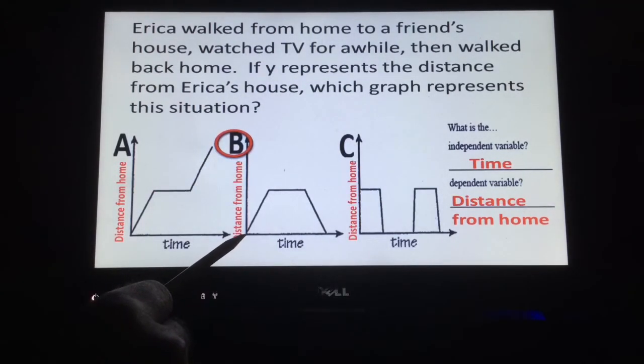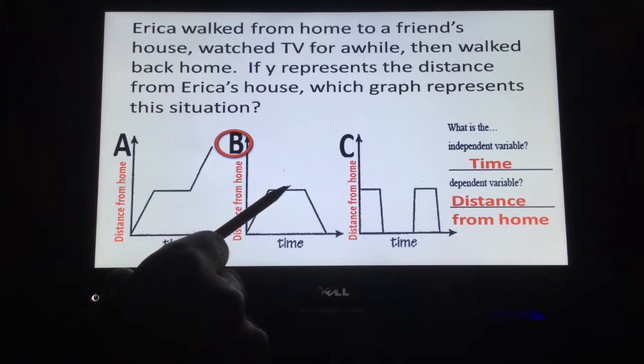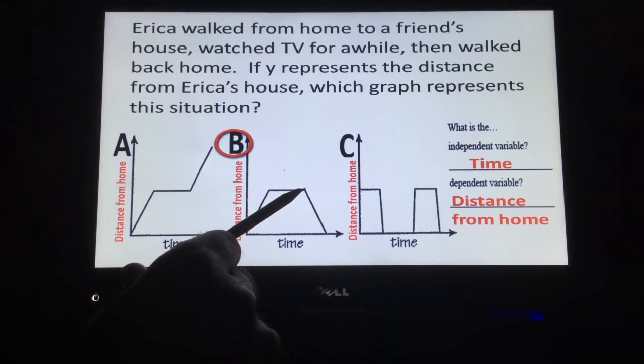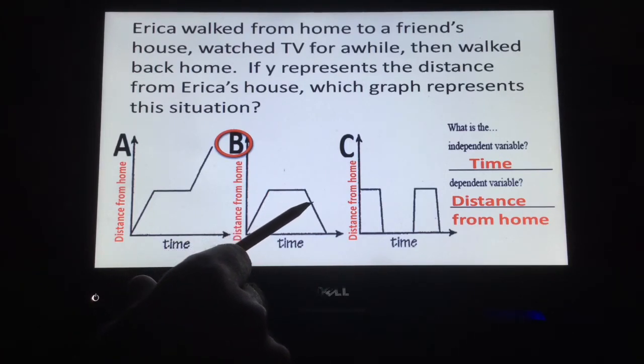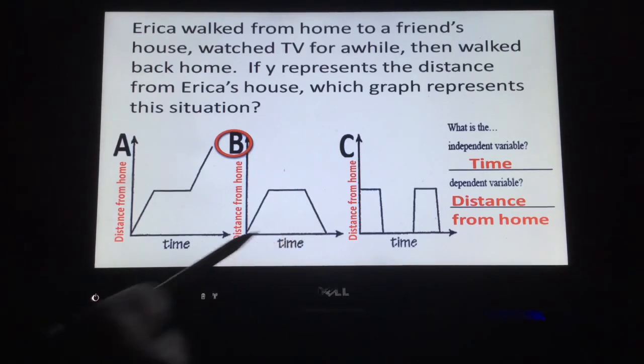Since she's at home, she's starting at the origin because there's no distance between her and her house. When she starts walking away, that's when the distance from her to her house increases. Now it stops here because this is where she starts watching TV. But then she goes back home, so the distance has to decrease until she finally gets home. All right, so that's why this graph works.